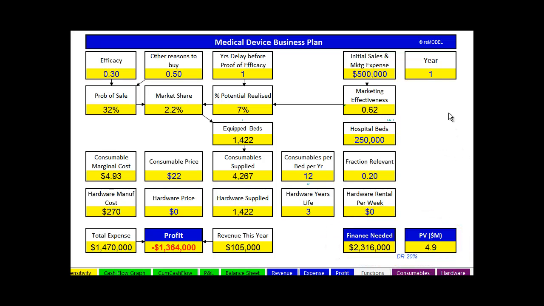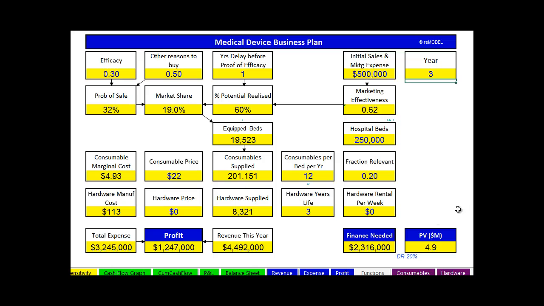So this is looking at year 1. As you can see, for year 1 we have a market share of 2.2%, which would equip 1,400 beds, and with all of those other inputs that would give you a loss of $1.4 million in the first year. If we go forward to year 2, the number of beds equipped goes up to 14,000. We're still not making a profit though. Go to year 3, now we're into profit, we've got 19,000 beds equipped, and so on.